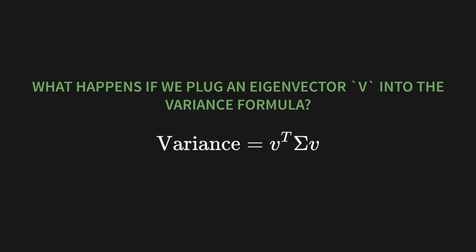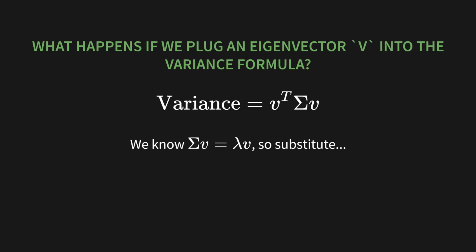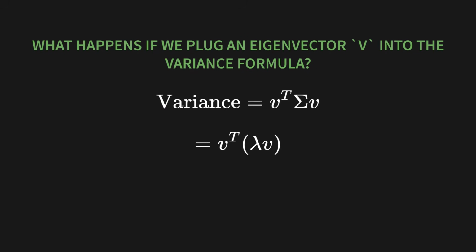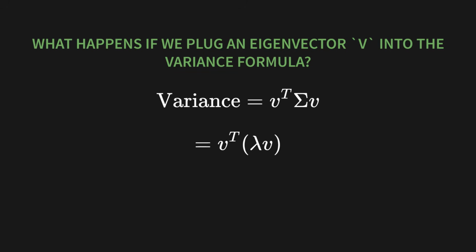So what happens if we plug an eigenvector, let's call it V, into that variance formula? The variance becomes V transpose sigma V. But wait, we know from the definition that sigma V is just lambda V, so let's substitute that in, which gives us V transpose times lambda V. And since lambda is just a number, we can pull it out front, leaving us with lambda times V transpose V.